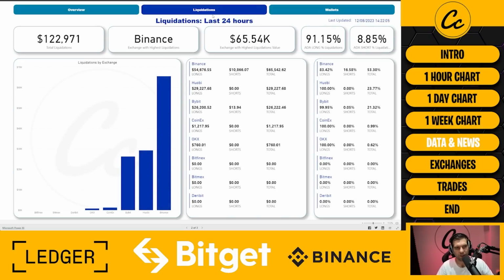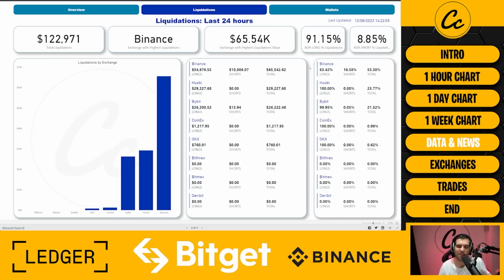We can take a look at liquidations, which are really minimal, as in there's not that much going on from leverage positions on ADA. We can acknowledge that there's $122,000 in the last 24 hours, of which Binance was the exchange with the most liquidations on Cardano at $65.54 thousand. 91.15% of liquidations were long positions, with 8.85% being short positions.